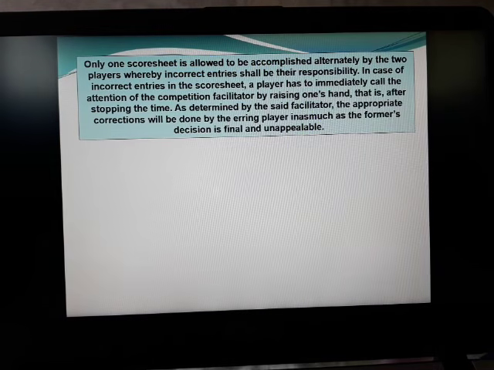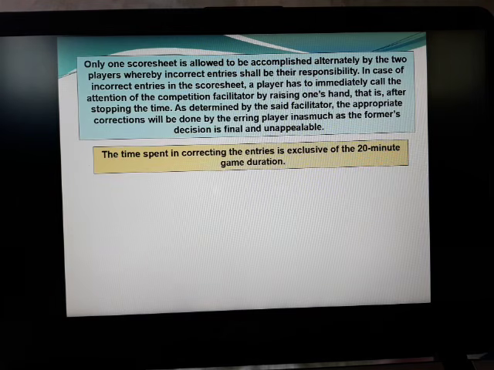Only one score sheet is allowed to be accomplished alternately by the two players, whereby incorrect entries shall be their responsibility. In case of incorrect entries in the score sheet, a player has to immediately call the attention of the competition facilitator by raising one's hand. After stopping the time, as determined by the said facilitator, the appropriate corrections will be done by the erring players, inasmuch as the former's decision is final and unappealable. The time spent in correcting the entries is exclusive of the 20-minute game duration.